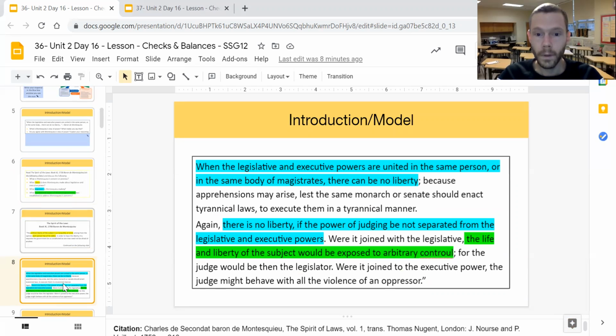And really thinking about the foundational aspects in American history, looking at the Bill of Rights to the Constitution in green, showing that the life and liberty of the subject would be exposed to arbitrary control, which was one of the major grievances that the American colonists had articulated in their list of grievances in the Declaration of Independence.